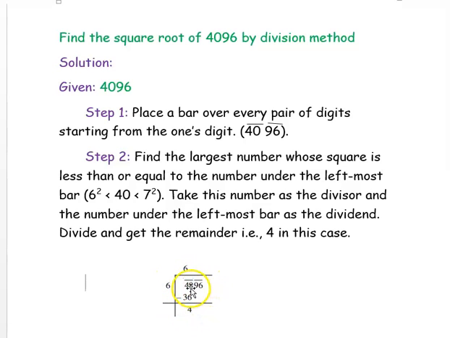Now for 40, if you go with 6 times 6, that is 36, and if you check with 7 times 7, you get 49, which is greater than 40. So you have to write a number whose square is less than 40. 6 times 6, that is 36, is less than 40. So I am writing 6 here and also 6 as the quotient. 6 into 6 is 36. Now I am subtracting this, so I get the remainder 40 minus 36 as 4. This is the second step.